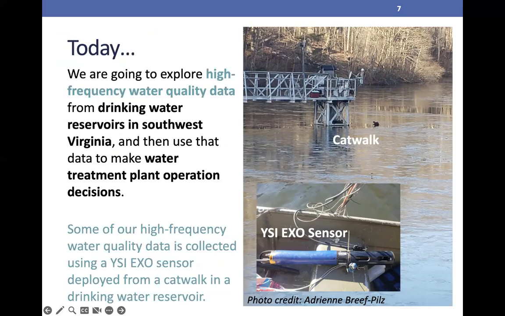Today, we are going to explore high-frequency water quality data from drinking water reservoirs in Southwest Virginia, and then use that data to make water treatment plant operation decisions. For the module, students will explore high-frequency water quality data collected using several different sensors. For example, some of the data are collected using a YSI EXO sensor, which is pictured on the bottom right of the slide. This sensor is deployed at a fixed depth in the reservoir attached to a catwalk. In this module, students will work with turbidity data collected by this sensor.